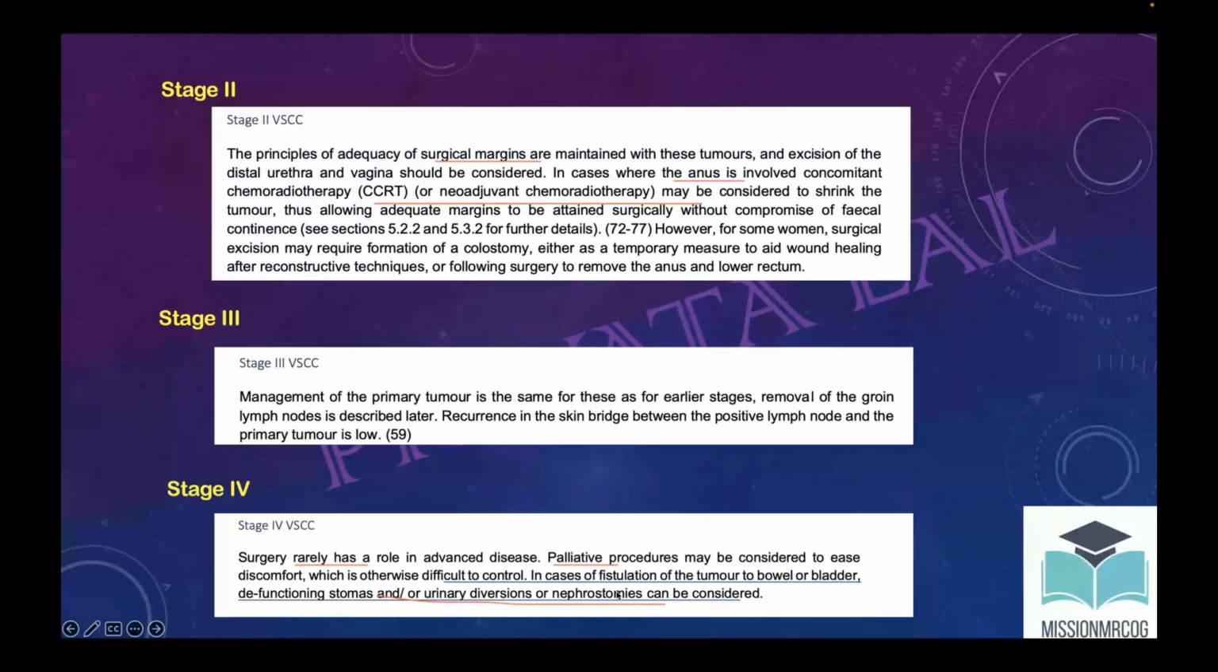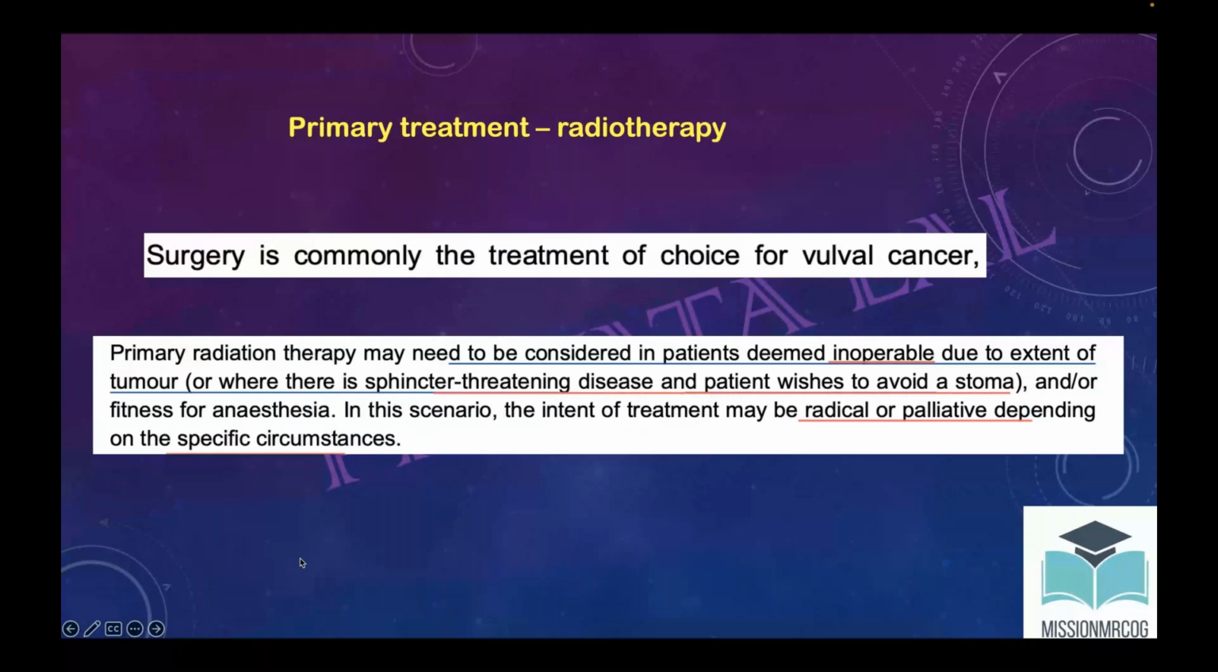Now, though surgery is the commonly chosen treatment for vulval cancer, and how to decide which kind of surgery is to be done, I have already explained. But sometimes the patient seems inoperable, because it is too advanced disease, or if the surgery is done, then the patient will become incontinent, or because damage to the sphincter would be there. Apart from this, the patient doesn't want any diversion or stomas. In that situation, consideration for primary radiotherapy as a treatment can be done.